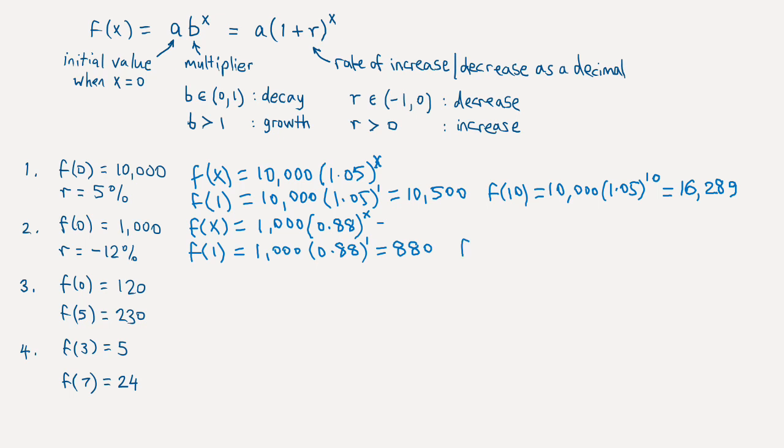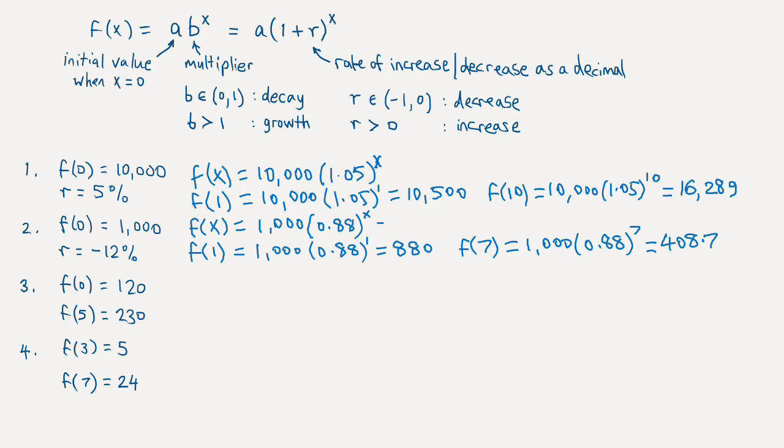What about after 7 days? So it would be 1,000, and then we're going to multiply by 0.88 7 times. And if you do that calculation on the calculator, you get the weight is down to 408.7 after 7 days.